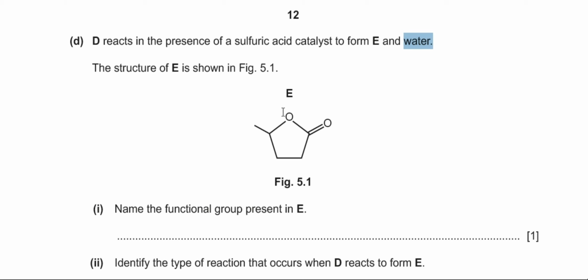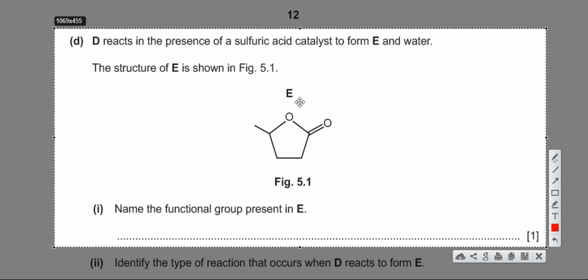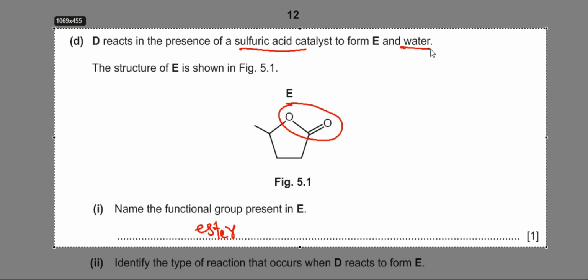Furthermore, this compound shows us the presence of carbonyl, and that is attached to O, so it is ester. This is an ester bond, this one. So he says to name the functional group present in E, so I can easily say it is an ester bond. I hope you understand that. So it means esters are formed when sulfuric acid is behaving like a catalyst and the extra product is produced as water.